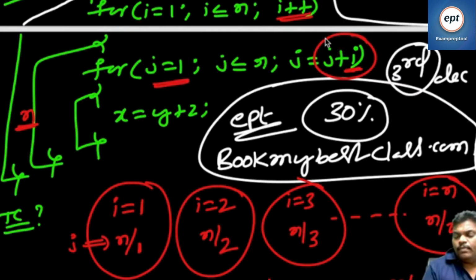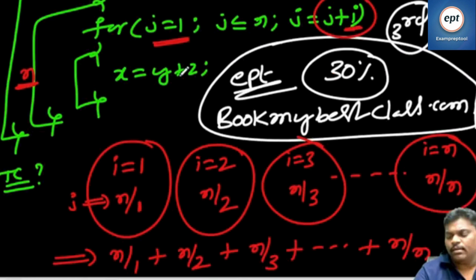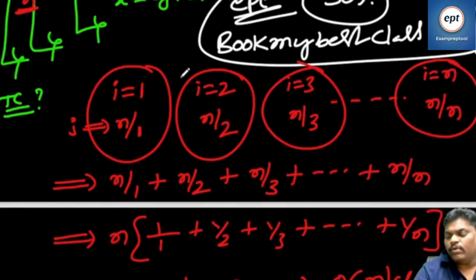J loop how many times? What is the i value? If i value is 5, j loop is n by 5. If i value is 25, j loop is n by 25. Remember, these are two loops, inner loops, but there is a dependency. Dependency means you cannot do it alone. Whenever there is a dependency, you cannot do it alone.